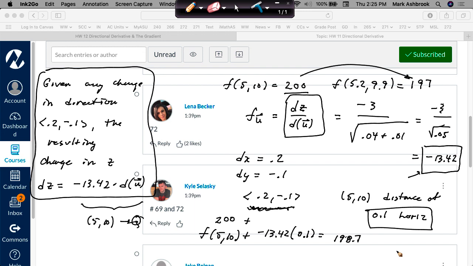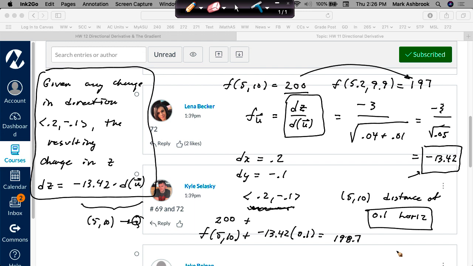Okay, David was first. Yes, this was given, right? The going 0.1 in that direction was given. Is that right? Yeah, that was good.